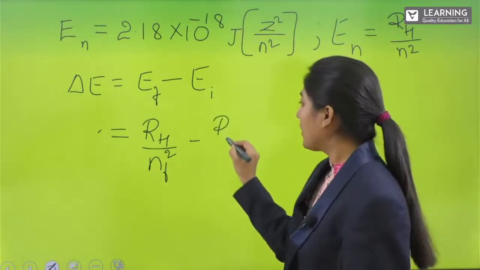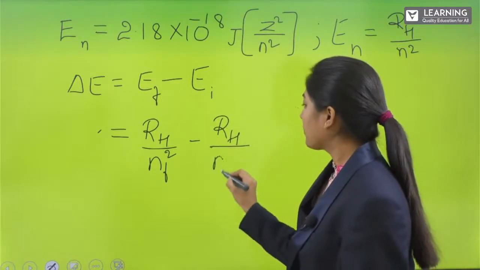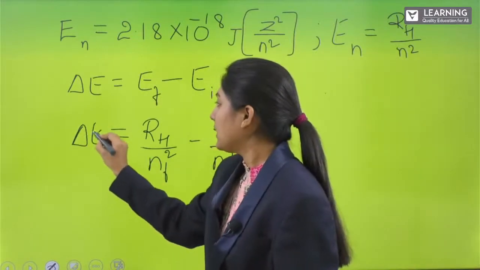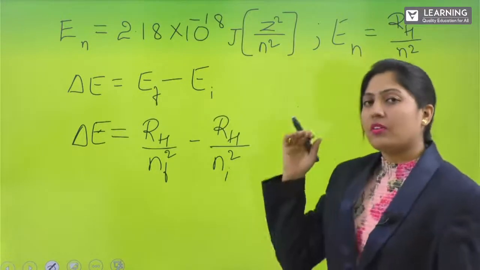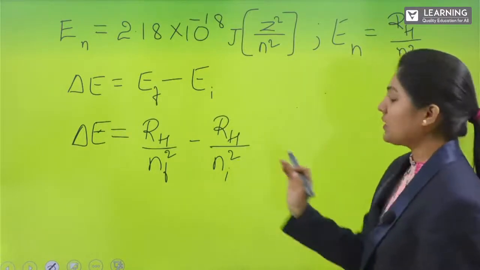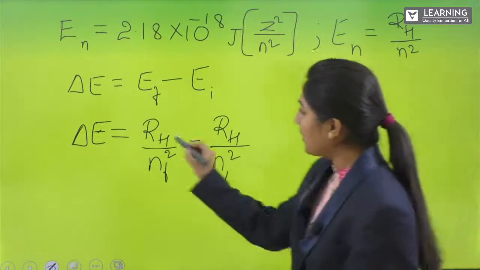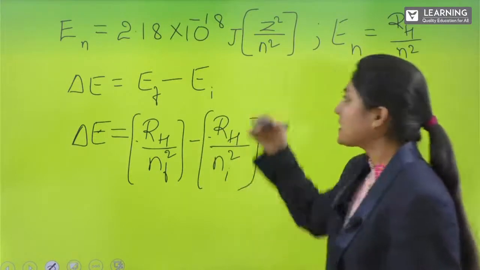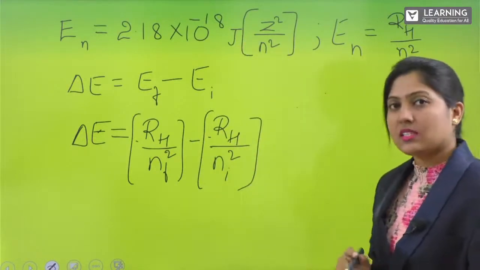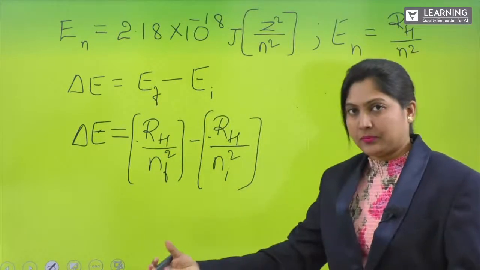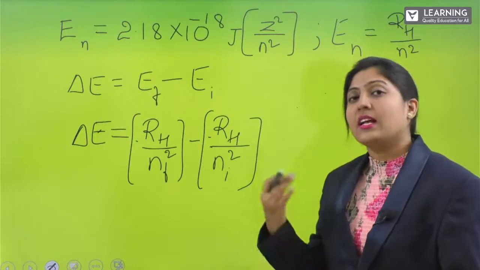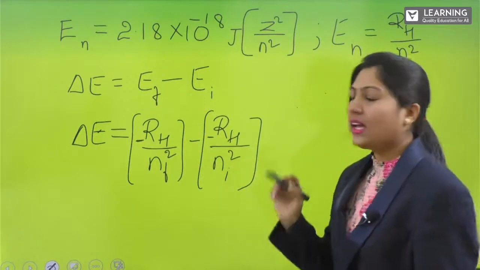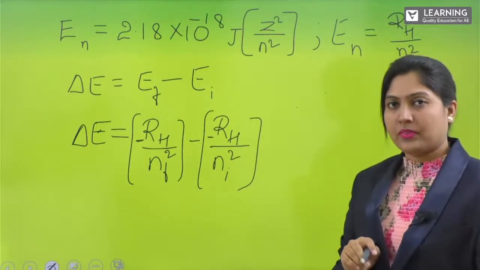So we'll have RH divided by Ni square. So that gives you delta E, the energy difference between the final and the lowest. What is common here? How can you remove this? And you need to also know, students, this is the negative part. Why negative? Because when it is coming from a higher energy level to a lower energy level, the energy is given out. When we are losing energy, it is a negative form. So we are writing the negative form of RH by N1 square. Is it clear, students?